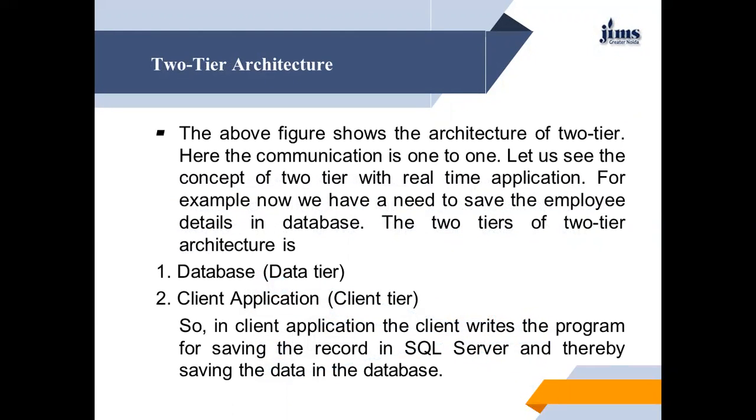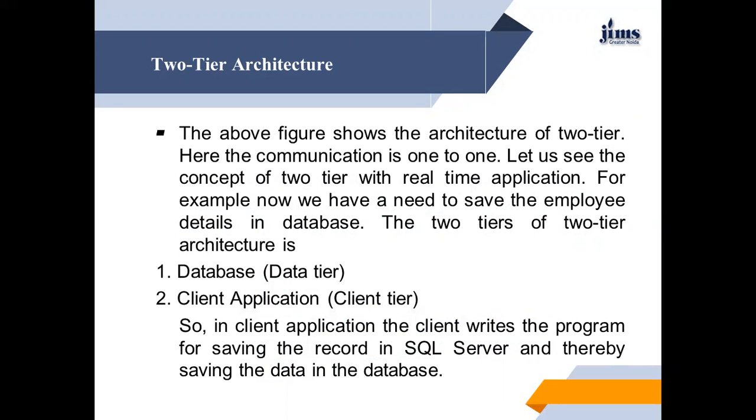The above figure shows the architecture of two-tier. Here the communication is one-to-one. Let us see the concept of two-tier with a real-time application. For example, we need to save employee details in a database. The two-tier architecture has one data tier, or database tier, and another, the client application or client tier.